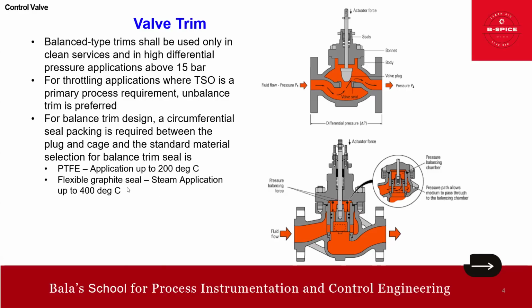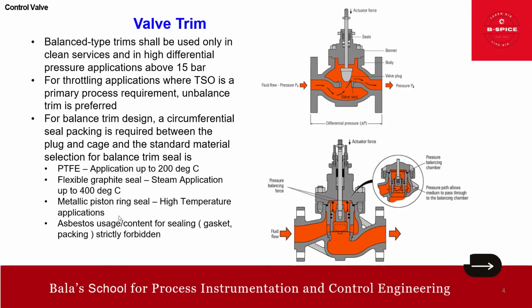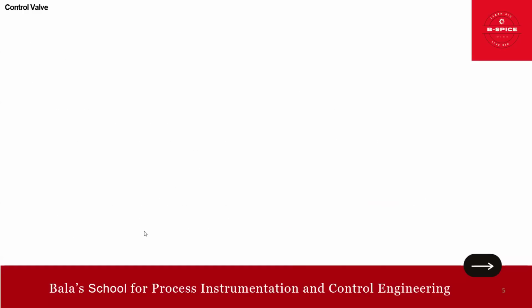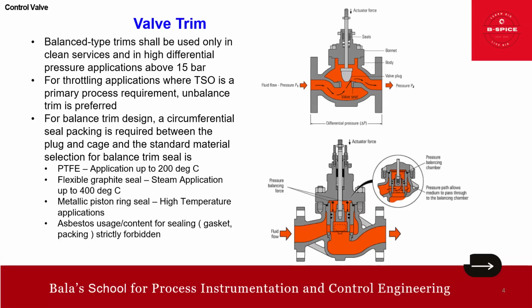For steam applications up to 400 degrees, we use a flexible graphite seal. If it is 200 degrees, PTFE. If it is 400 degree steam application, use graphite seal. Then for high temperature, you use a metallic piston ring seal. These are some of the facts. And one more point as an add-on: asbestos content for sealing, like gaskets and packing, we should strictly prohibit. It is forbidden. Okay, friends? I hope this is clear: balanced, unbalanced, all these. Okay, good.